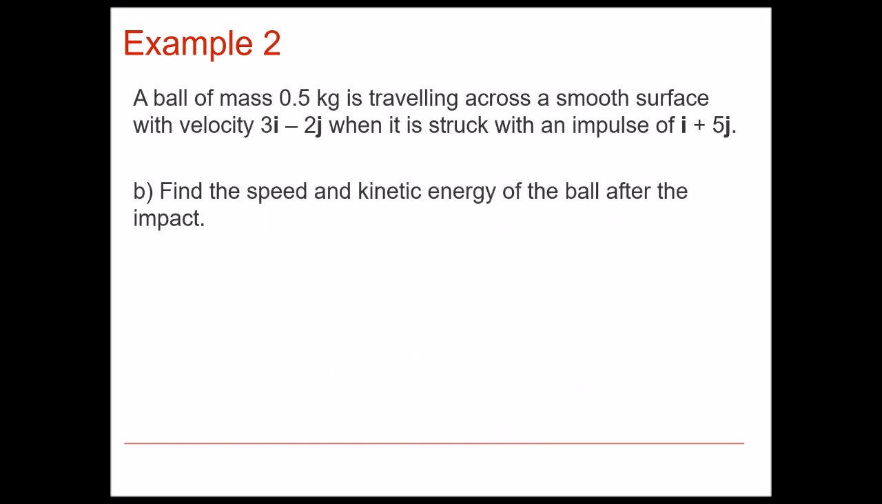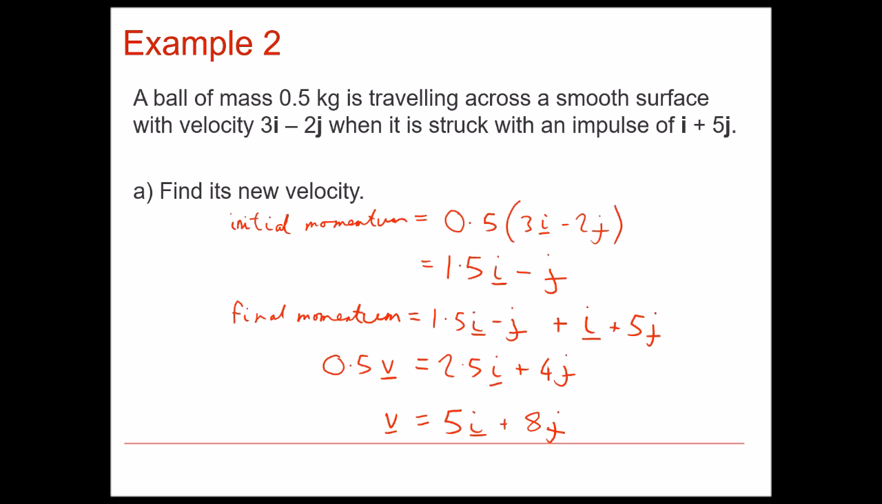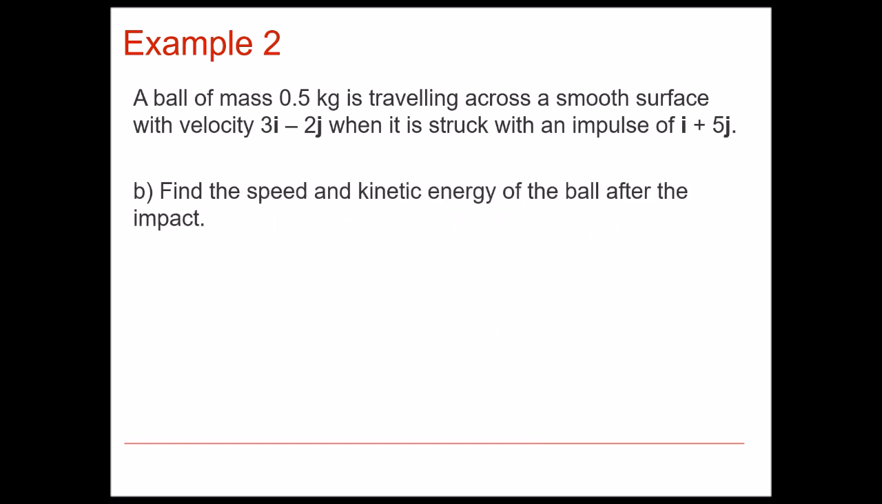And then part B of this question is asking us to find the speed and the kinetic energy of the ball after the impact. Now if you remember from the first example, finding the speed is just a case of taking that velocity, which is 5i plus 8j, and treating the components of that as the short sides of a right angled triangle and applying Pythagoras' theorem. So that means that the speed is simply the square root of 5 squared plus 8 squared. So that's the square root of 89, which is about 9.43 meters per second.